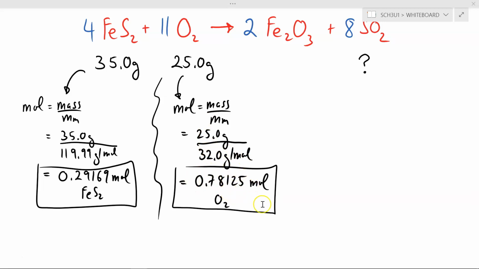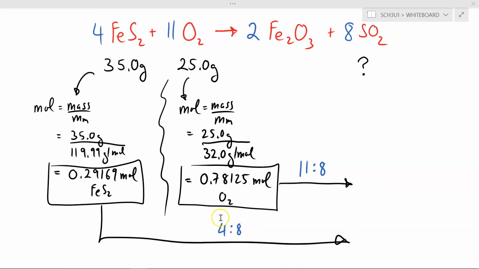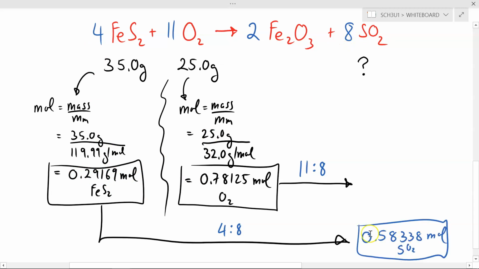Now, me personally, I like to block off these values because I know they're going to be important and I'm going to be using them later on in my calculations. It makes it a lot easier for me to identify instead of having to search for these numbers later on. Alright, now we do our ratios. You'll notice that this ratio over here is pretty simple to do, 4 to 8, so you're just going to double this number. But if you're struggling with the ratios, here's the shortcut: divide by where you are, then multiply by where you're going. So in this case, 0.29169 divided by 4, and then multiply by 8. And that will give you 0.58338 moles of sulfur dioxide.